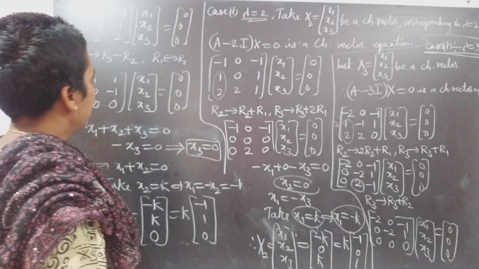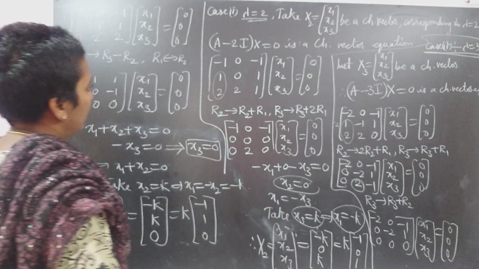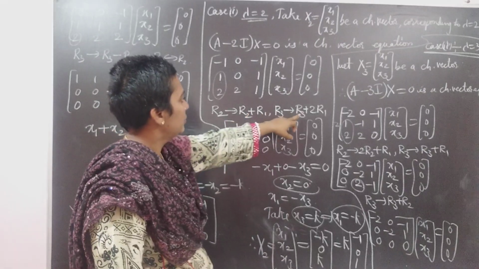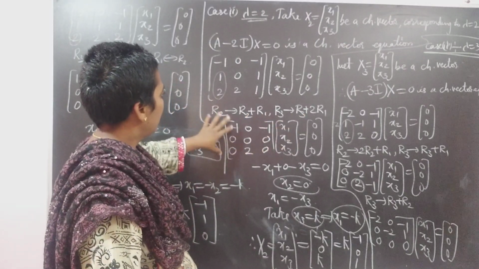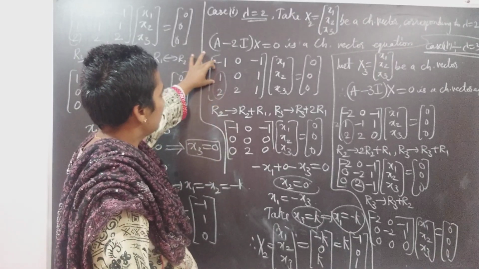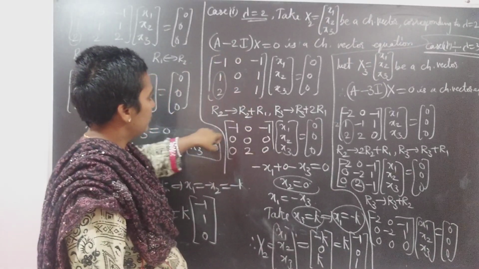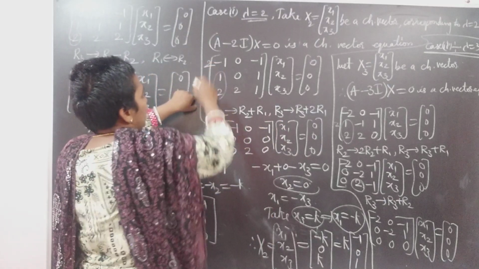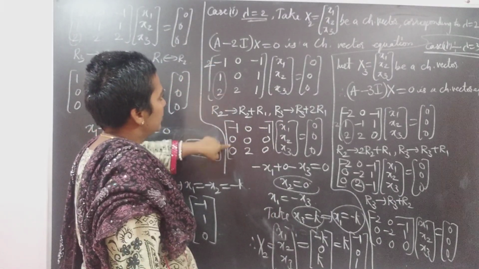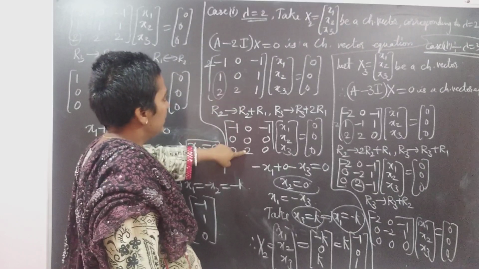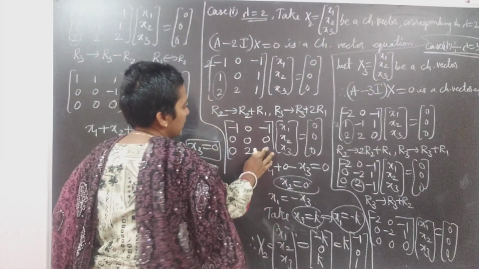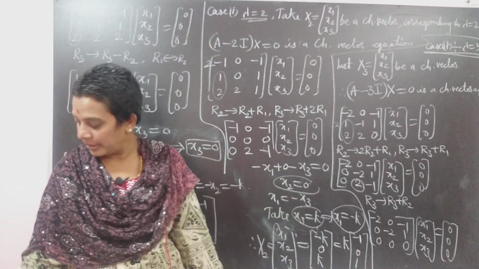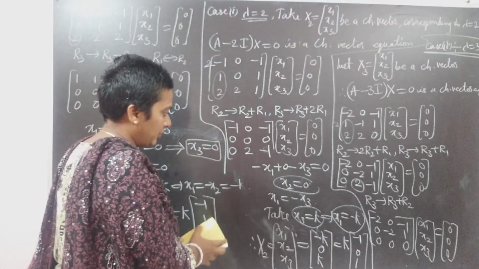Once again, here we can check. Here R2 into R2 plus R1, R3 into R3 plus 2R1. R2 plus R1 gives these two 0, these two 0. R3 plus 2R1 means it is multiplied with 2: 2 minus 2 is 0, 2 minus 0 is 2, 1 minus 2 is minus 1. So here we are getting a little bit of confusion.